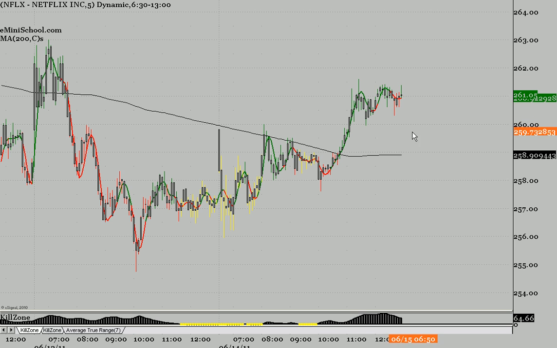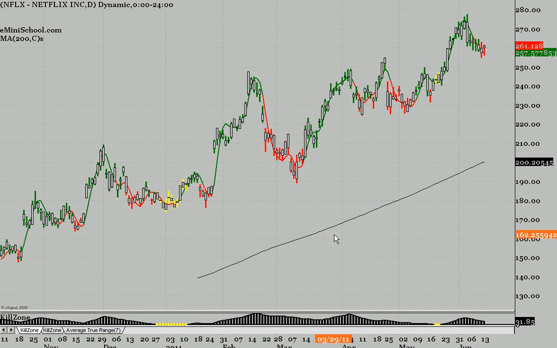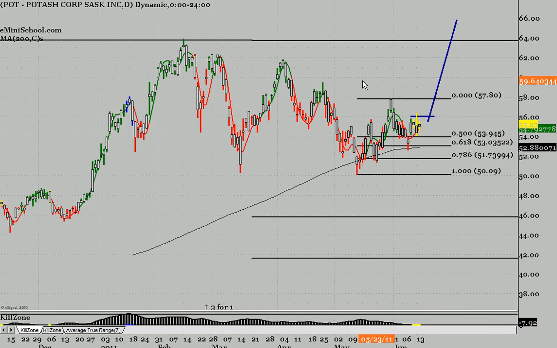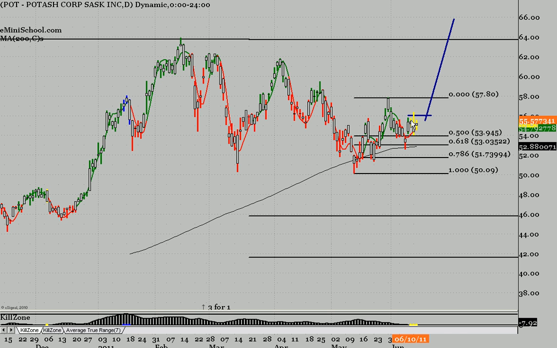So that's what I'm looking at as far as the weekly options. Okay, bigger term options, keep an eye on POT. Okay, we have yellow bars, which means a big move coming.